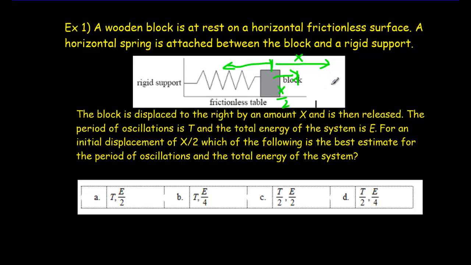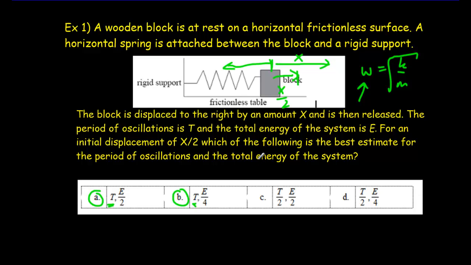So if we have half the amplitude, hopefully you remember from the other lesson that the amplitude didn't affect the period because we knew that omega is equal to the square root of k over m, and omega is related to the period. And if this expression doesn't have an amplitude in it, then the amplitude does not affect the frequency and it does not affect the period. So the first thing is it's got to be either A or B because the period will not be affected.